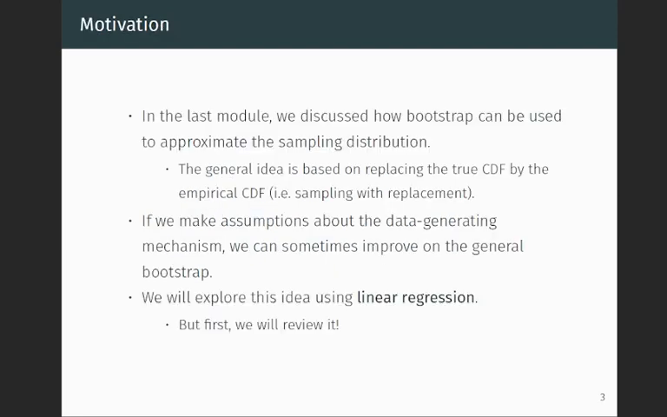So in the last module we talked about bootstrap and how to use it to approximate the sampling distribution. And I'll remind you the general idea was to replace the true CDF by the empirical CDF, which effectively is what you're doing when you're sampling with replacement. If we make assumptions about the data generating mechanism, we can actually sometimes improve on the general bootstrap. We can get smaller confidence intervals, for example. We'll explore this idea using linear regression, but first we'll review it.